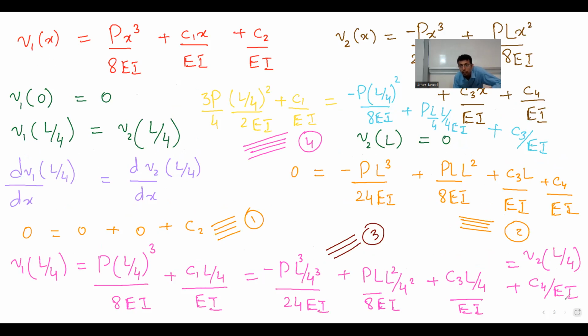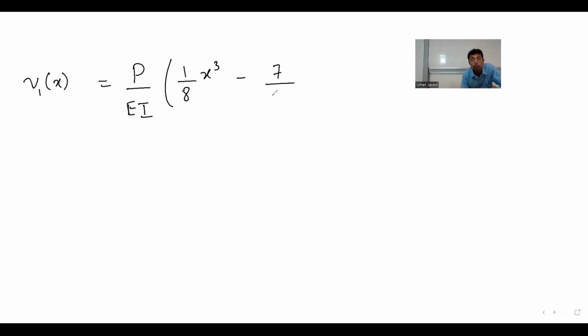Now you go back, go forward and write the final equation. V1x is equal to, you can find the constants yourself. I'm not doing it for you today. 4 equations and just figure it out. You will get 1 over 8 x power 3, agreed? Minus 7 over 128 L square x. V2 at x, I don't know. It's not in my notes.